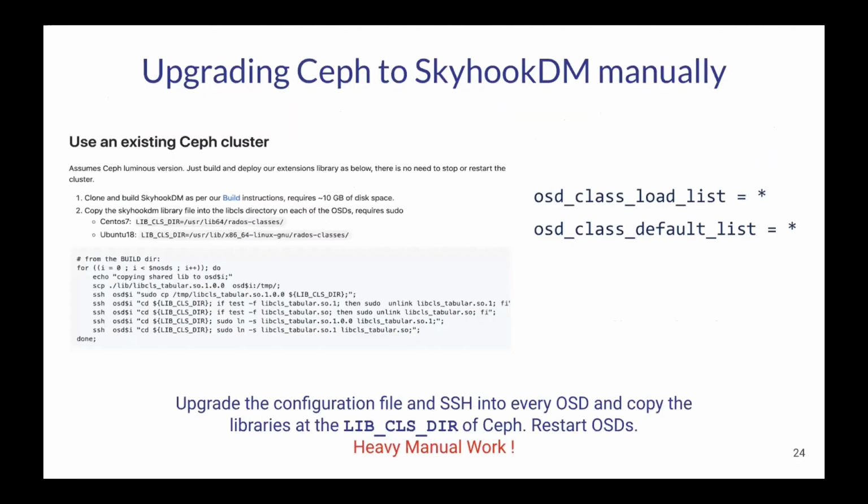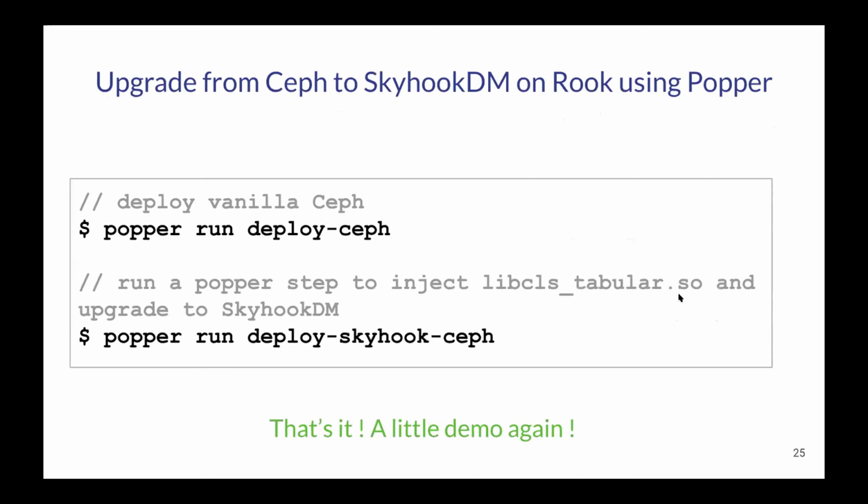So this is upgrading Ceph to SkyhookDM manually. You have to follow a script like this in a loop. You have to SSH into each of the OSDs in a loop and place the libraries in the proper location. And also you have to upgrade the Ceph config to load the classes. So this again becomes manual. And you have to restart the OSDs again. So to avoid this, Rook helps us to avoid this basically.